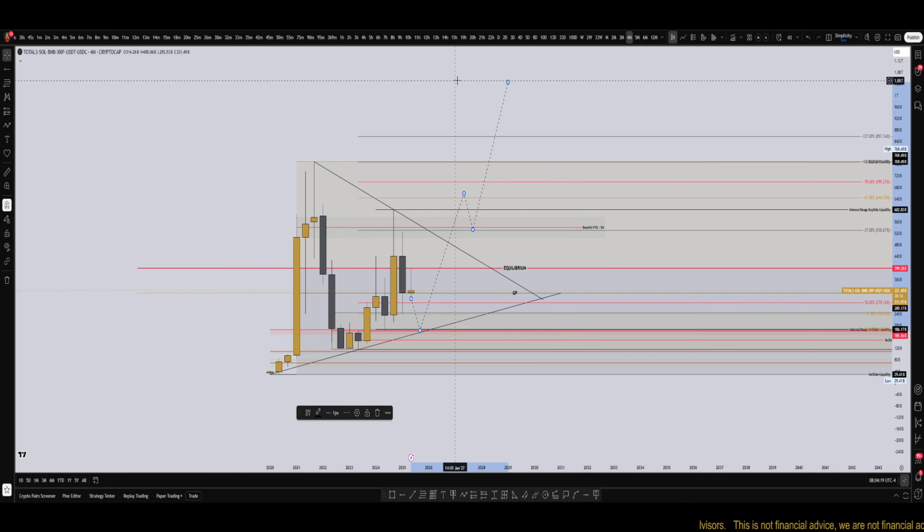Okay, so that's something that I want to see. That's why I'm keeping this level, and the smaller one as well. I kind of want to see some flipping here. So I want to see this region being tapped.